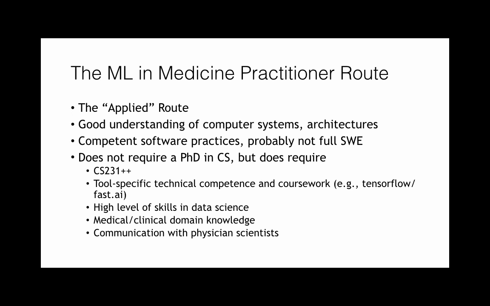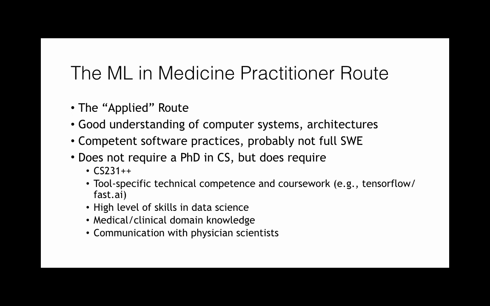A good understanding of computer systems and architecture certainly helps. You're going to be running these things on computing systems. It might be in the cloud, it might be on premises, it might be all sorts of other places. Having competence and not getting stuck with the tools is really important. Competent software practices, not really the level of a Google software engineer, but certainly competent software practices. And then a whole bunch of other kinds of specific tool training. For those of you who are working in this area, everyone knows CS231 from Stanford, the canonical machine intelligence course that everyone takes.